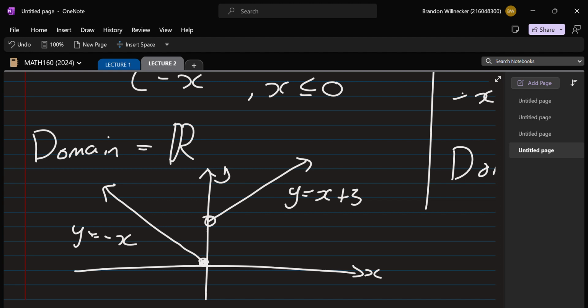What about this part, y equals minus x? Okay, can we get to a half? Just as an example. Can we get y equals a half?